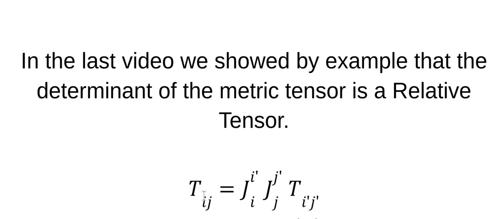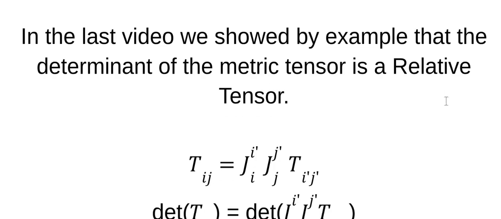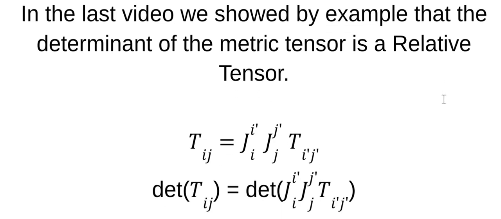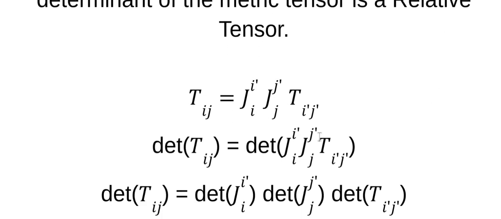So here's the way that tensor would transform, right? You've got two Jacobians, the free index is in the right place, everything else are summation indexes. All right, we take the determinant of both sides. We learned yesterday that the determinant of a product is equal to the product of the determinants.